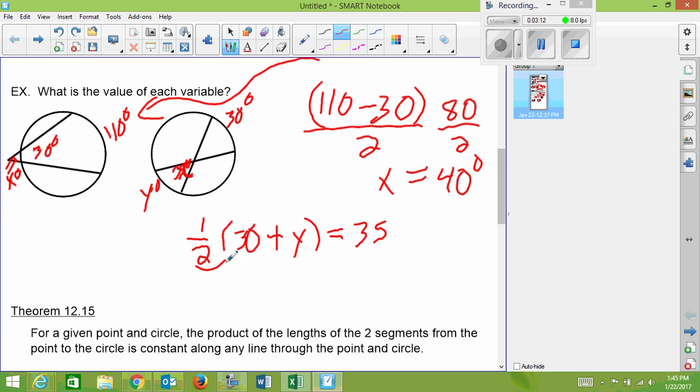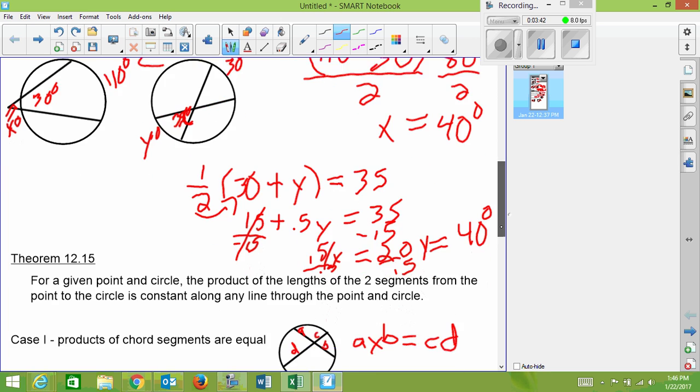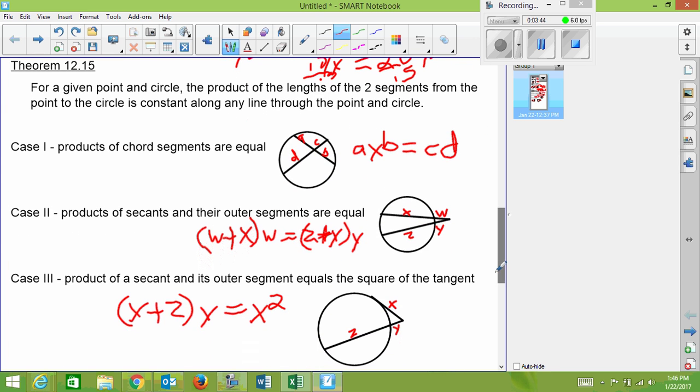So 1/2, I have to distribute, half of 30 is 15, and then I'm just going to use 0.5 y equals 35, and I'll minus my 15. So 1/2 of y equals 20, and I will divide that by 0.5. 20 divided by 0.5 is 40. So it just so happened in this case that my y is also 40. So they're both 40, even though we use different rules to solve them.